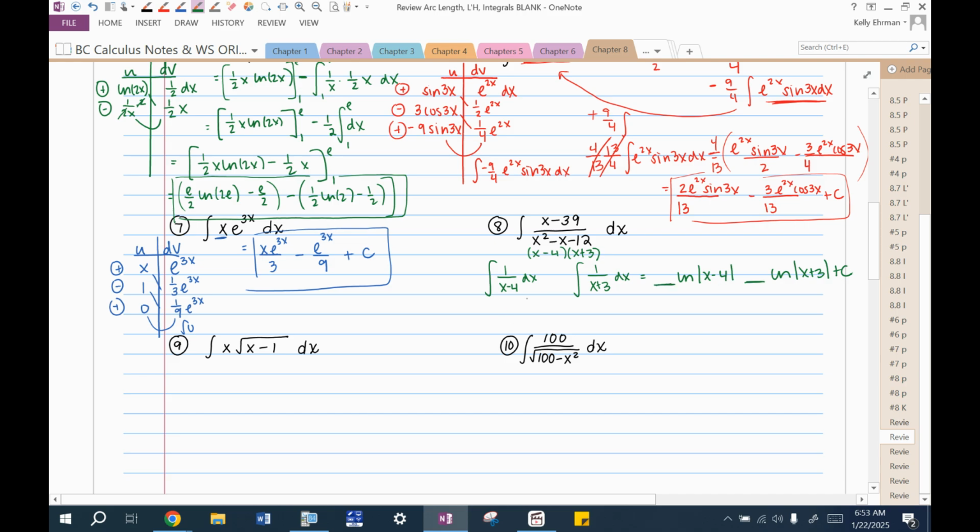So to get them, remember you use the cover up method. So when x equals 4, I'm covering up x minus 4, and I'm plugging into x minus 39, so negative 35 over x plus 3, which is 7. So that's a negative 5 out in front. So negative 5 out in front here.